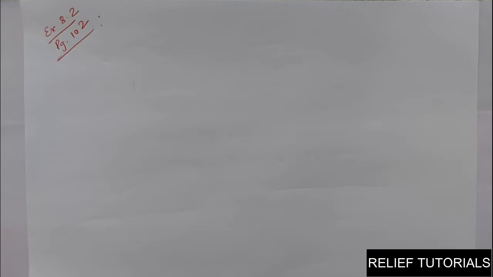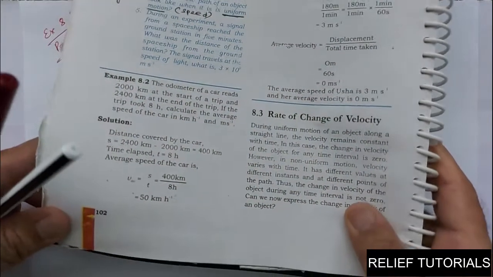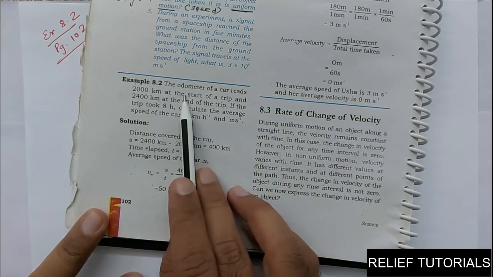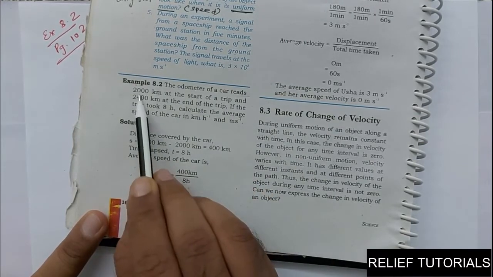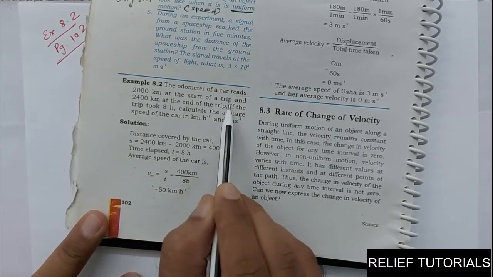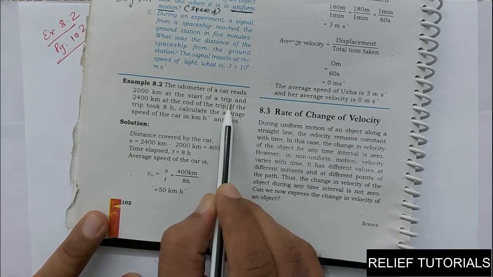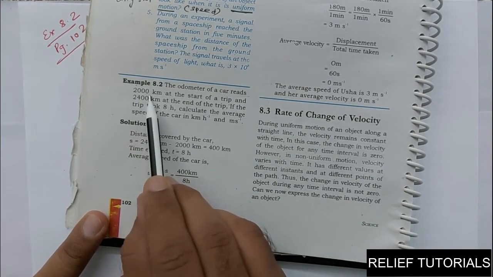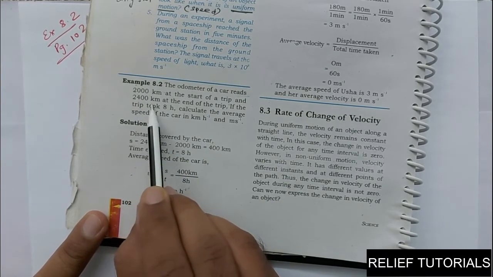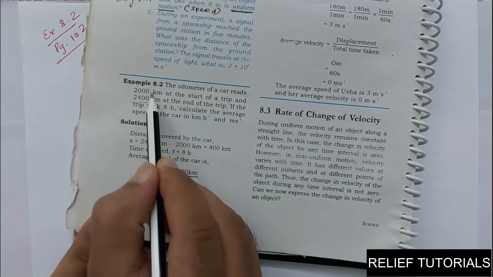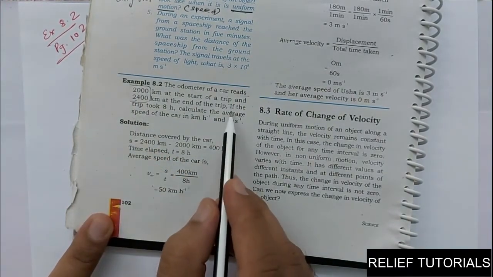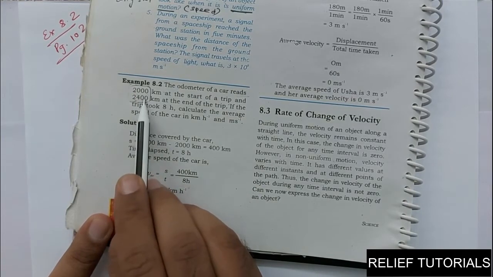The odometer of a car reads 2000 km at the start of a trip. The odometer shows the distance traveled. So the odometer of a car reads 2000 km at the start of the trip, means when the journey starts, the reading was already 2000 km, and 2400 km at the end of the trip. So the trip is of 400 km, obviously. So distance traveled is 400 km.